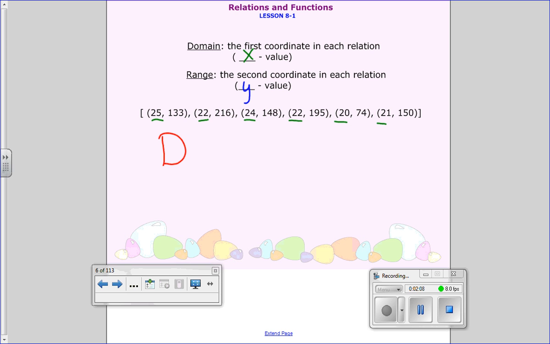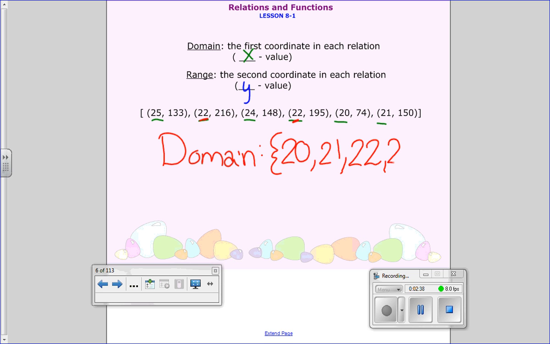So when I do the domain, again, I'm going to make that little bracket, and I can write the domain. I see 25, 22, 24, 22, 20, 21. All right, you could write them in the order they have them, but really you should write them in numerical order. So with the smallest first, 20, 21, 22. Now, I notice I have another 22 here, but you only write it down once, because once you write 22 as a domain, it covers all 22s. So then I'm going to go right to 24, then 25. That would be considered my domain.